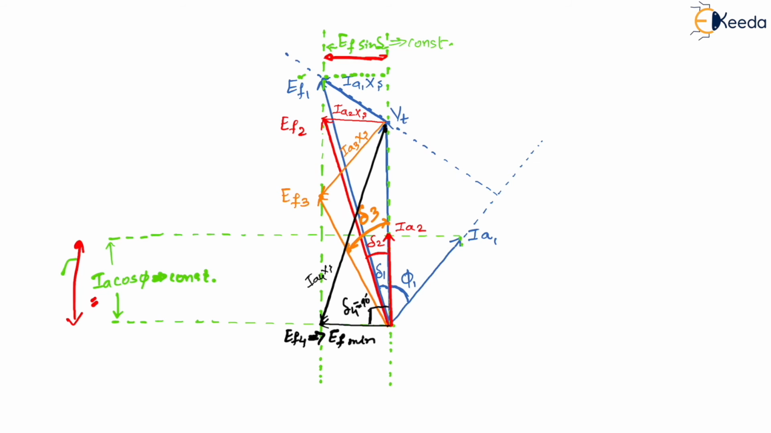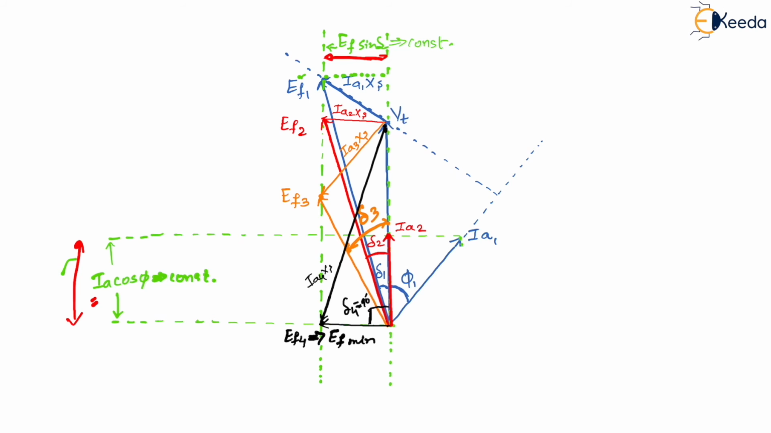Now, what about IA3, sir? What about IA3? How will IA3 be? Let us see. It will be very interesting for us. To the IA3 axis, how many degrees should I go? I should go 90 degrees lagging, correct?